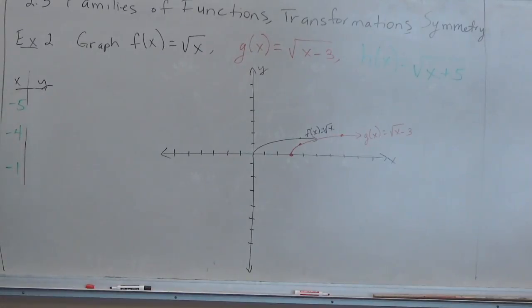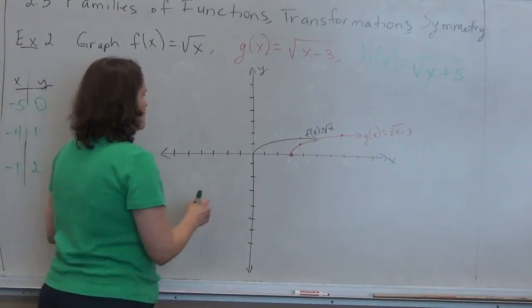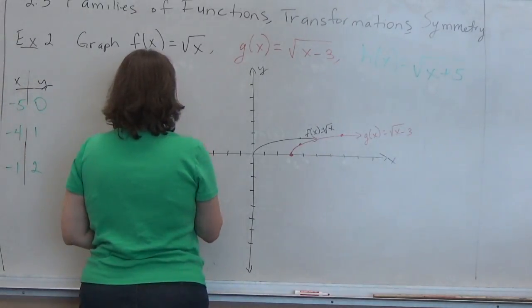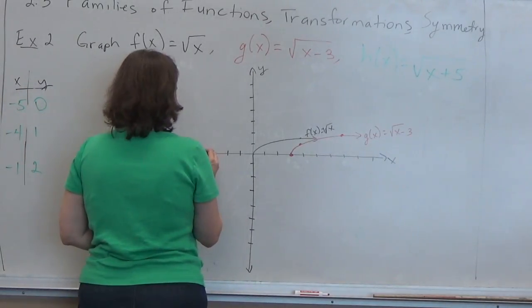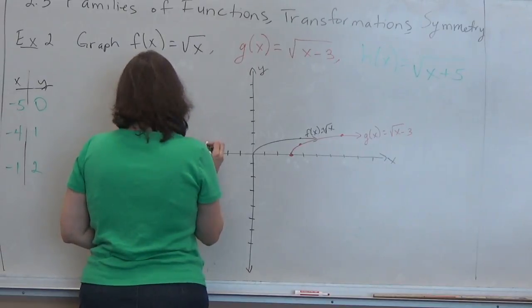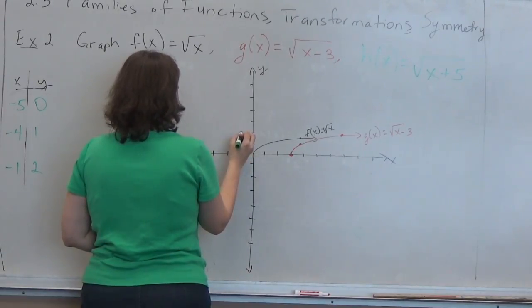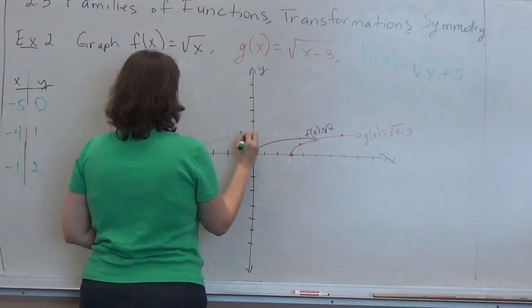So when you put in negative 5 for x, you're getting 0. If you put in negative 4, you're getting 1. And if you put in negative 1, add 5, that gives you 4. Take the square root and you get 2. So these are the ordered pairs that we want. Negative 5, 0. Negative 4, 1, negative 1, 2. And I can connect these dots.